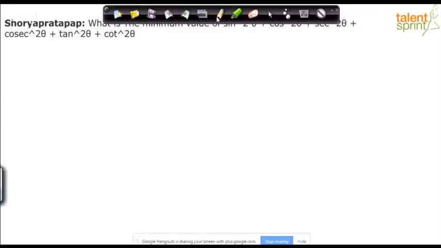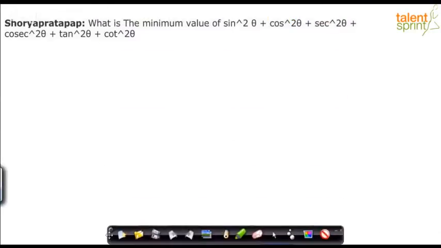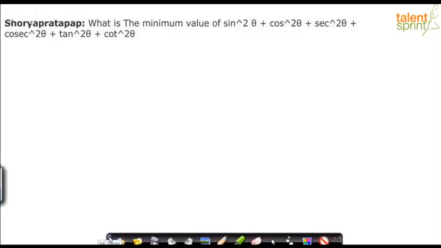Okay, so here we go. The next question has come from Shaurya Pratap. Shaurya Pratap has got a query on trigonometry. Let us take it up. What is the minimum value of sine square theta plus cos square theta plus secant square theta plus cosecant square theta? Have we not solved this type of question? You should also give me options, Shaurya Pratap, right?